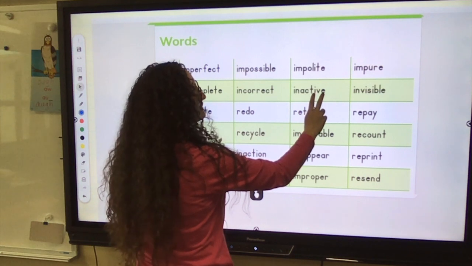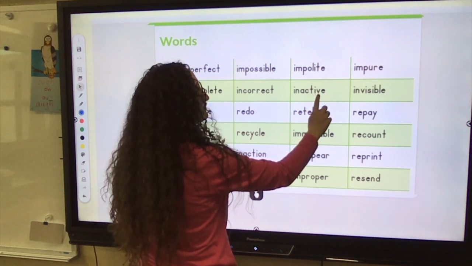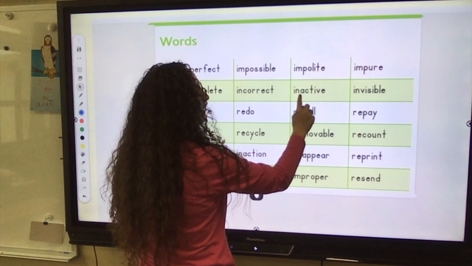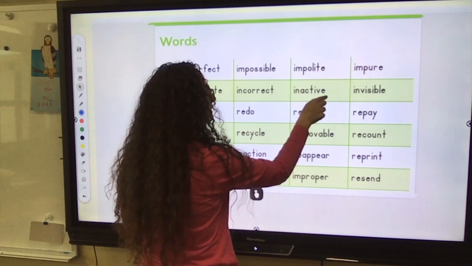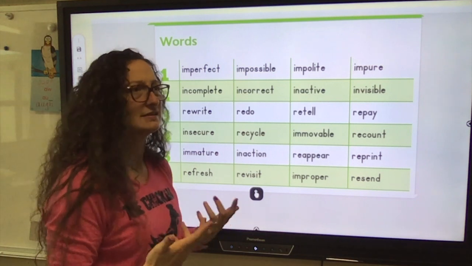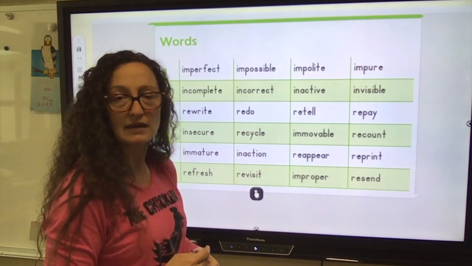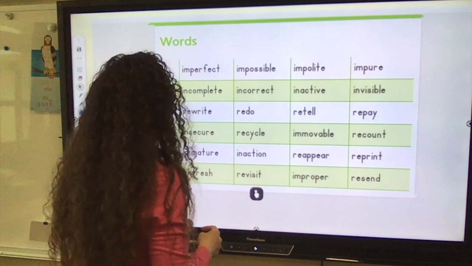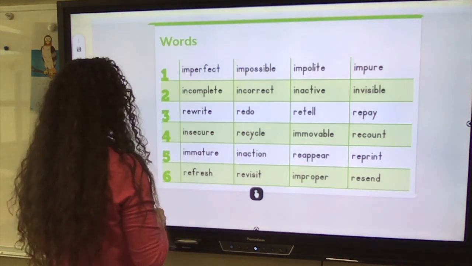This one's a tricky one. It's I. Inactive. If you went with that one and you said inactive, that doesn't sound right. What other sound does an I make? A short I. All right, inactive. They are not being active.